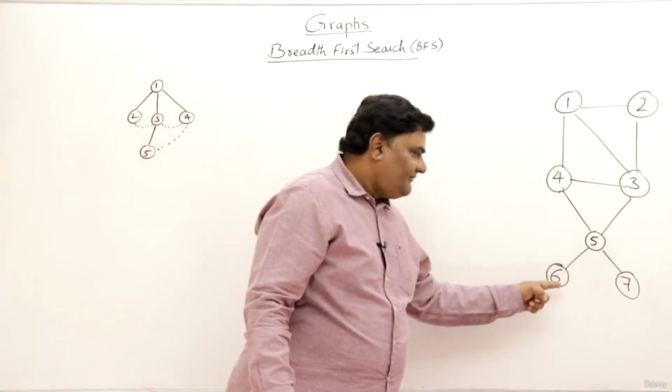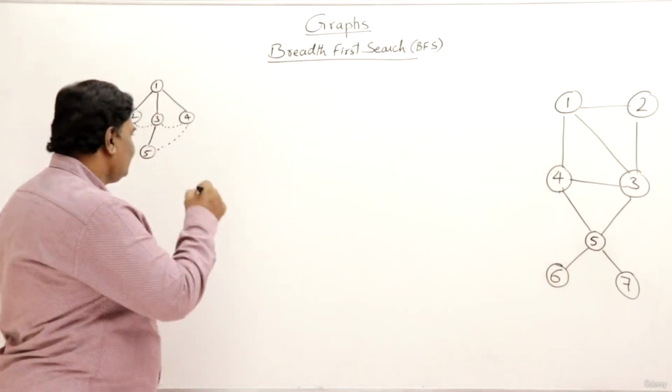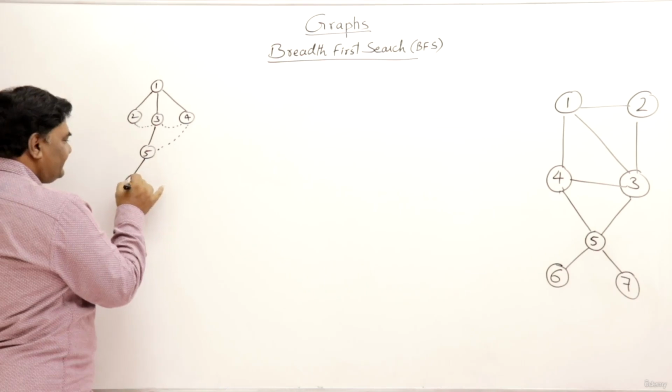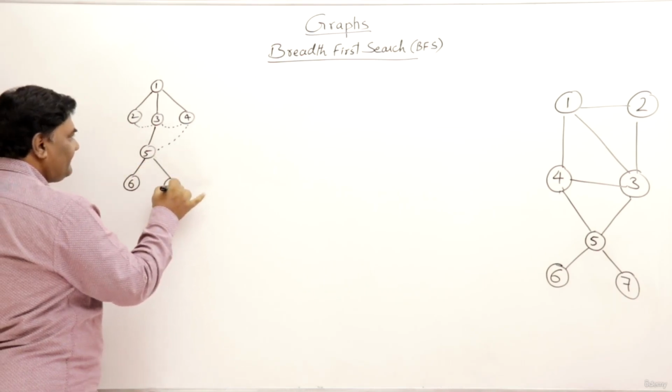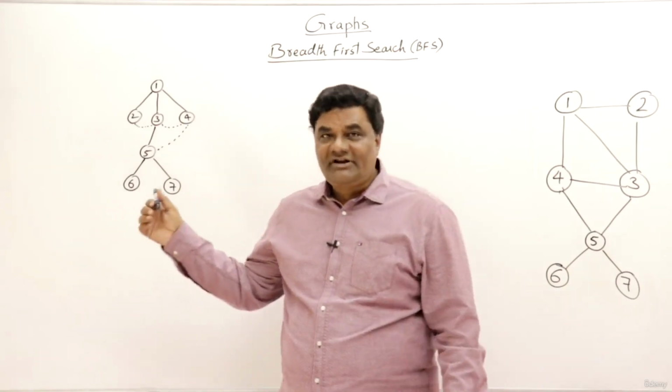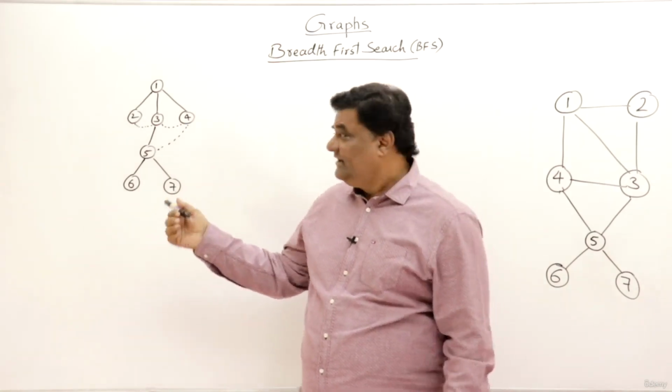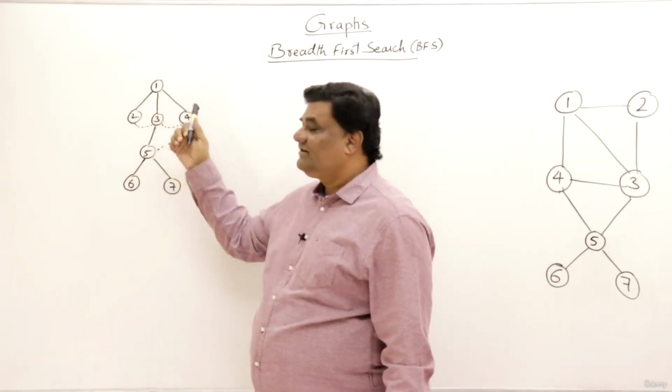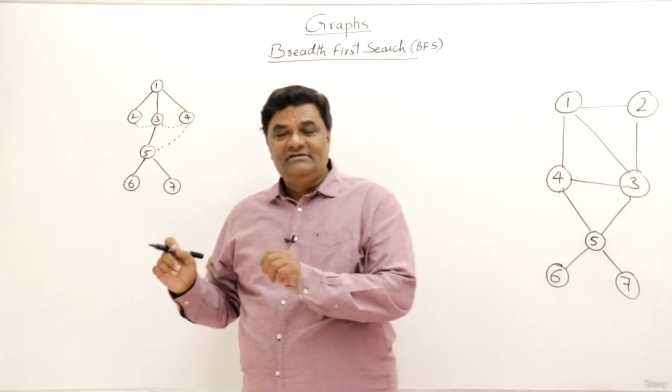The next is 5. From 5 I can go to 6 and 7. So I will draw here 6 and 7. That's all. I have converted a graph into a tree. I should not say binary tree because this node is having 3 children. So it's not a binary tree, just a tree.